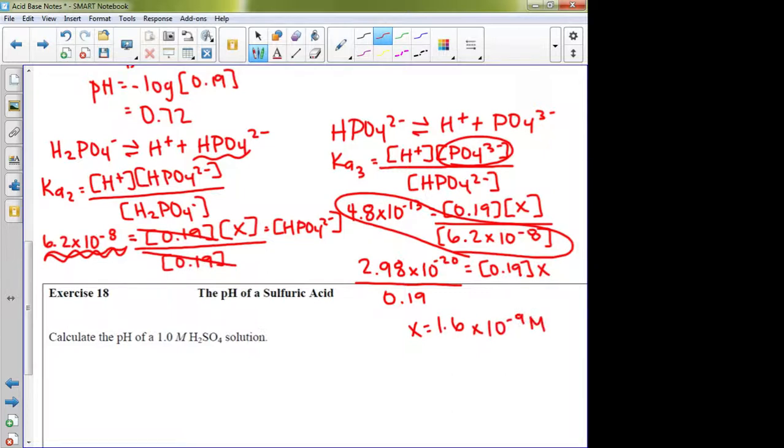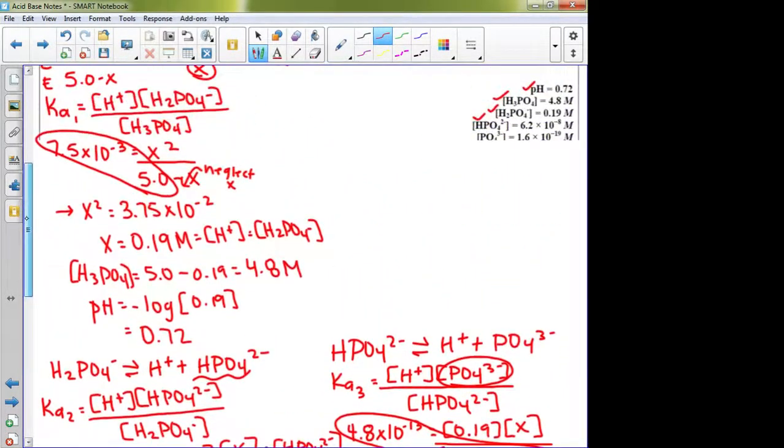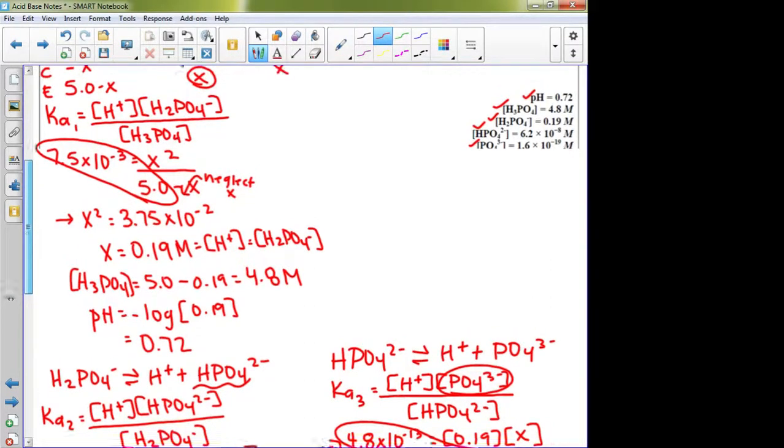So it's just pH that you do the decimal. Yes. Oh, yeah. So now I found my concentration of my PO4 3 negative.